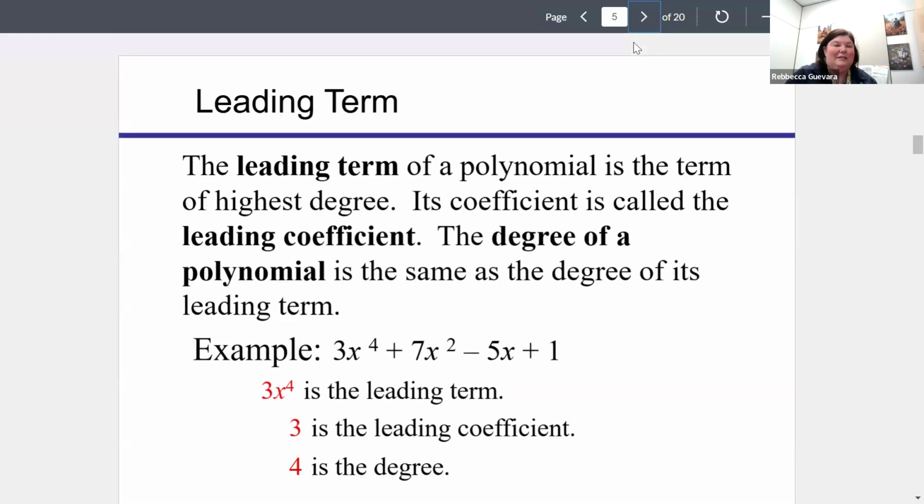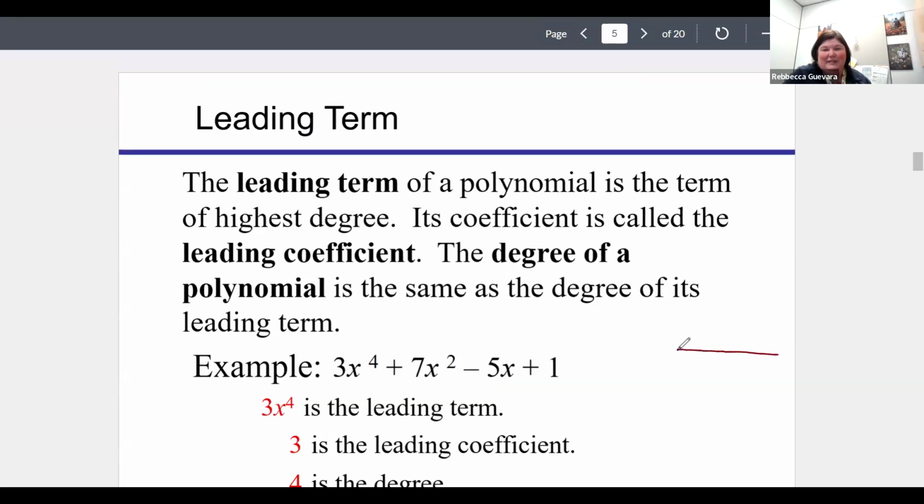All right. Before I go into the leading term, let me just go through this again. We're going to talk about the term and then the degree. So we're going to look at each one of these. So if I have 3x to the fourth, we know that's a degree 4 term. If I have 7x squared, that is going to be a degree 2 term because I've got an exponent of 2. If I have negative 5x, recall that we have an exponent of 1. If I just write x, it's just invisible.